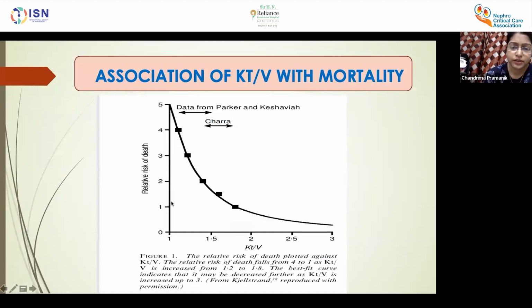Also, according to researchers, this was a research performed by Jens Strand in 1997. He found that KT by V is associated with mortality. So with the increase in KT by V, the relative risk of death used to decrease. If the KT by V is around 1, the relative risk of death is around 5. But with the increase in KT by V, the relative risk of death decreased.